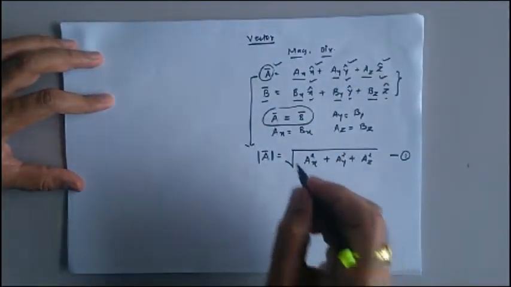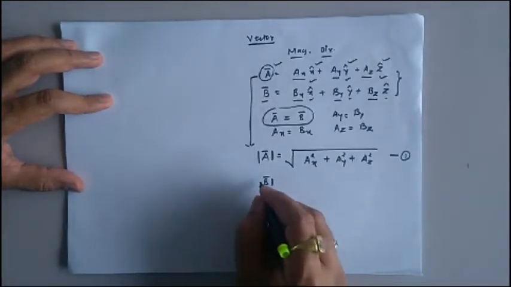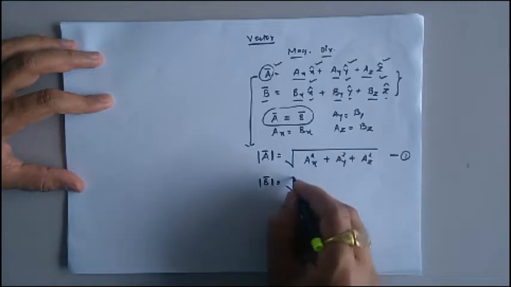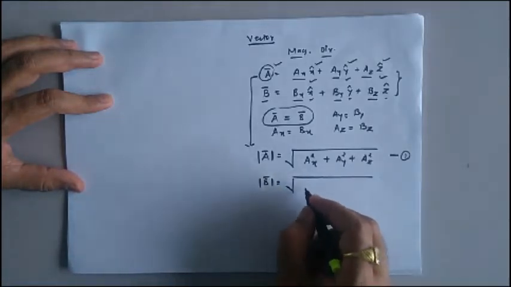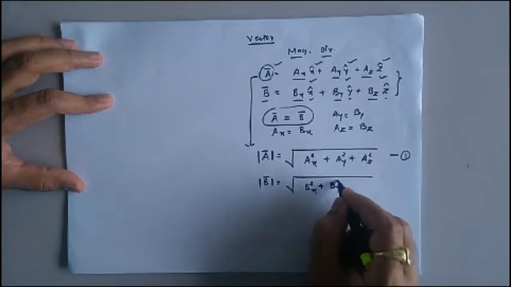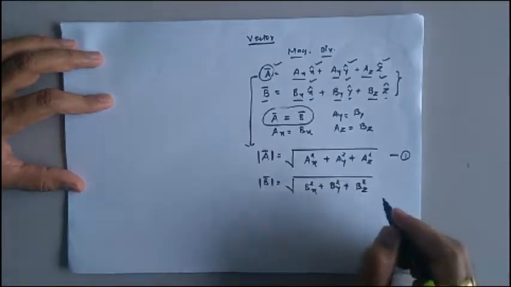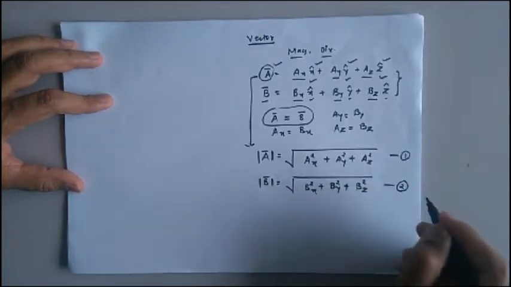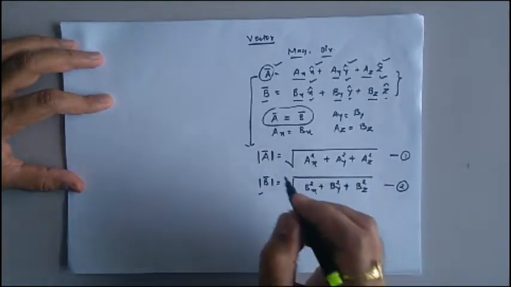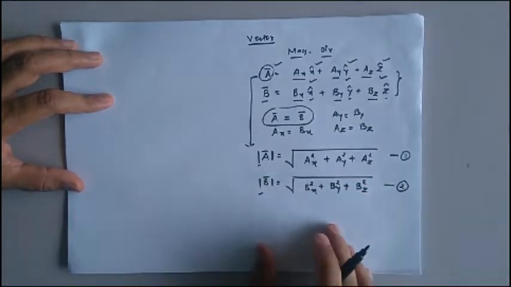In the same way, we can calculate the magnitude of vector B bar, which is given by the square root of bx square plus by square plus bz square. So with the help of this equation we can calculate the magnitude of vector B, and with the help of the previous equation we can calculate the magnitude of vector A.